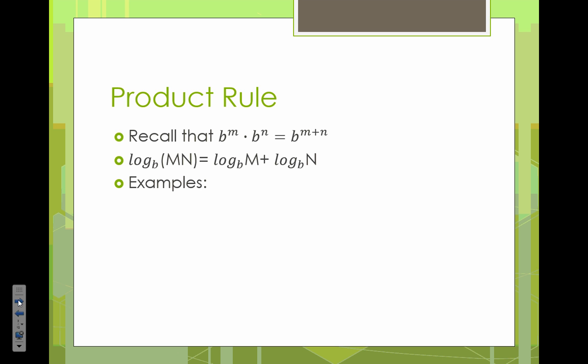So looking at a couple of examples of doing this, if I have the natural log, or ln, of 7t, I can separate that multiplication of 7 times t into the natural log of 7 plus the natural log of t.